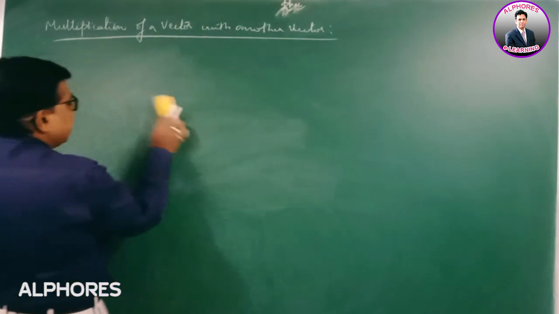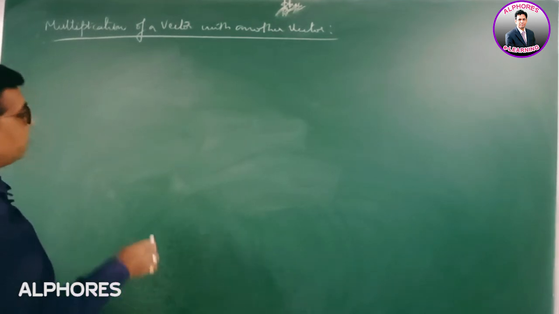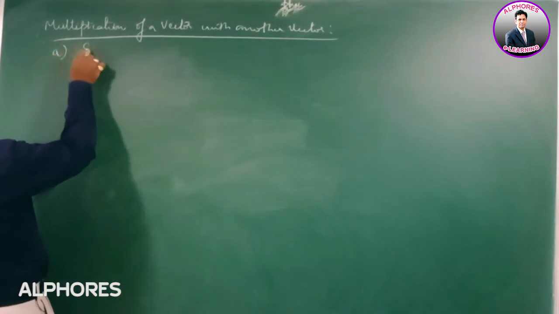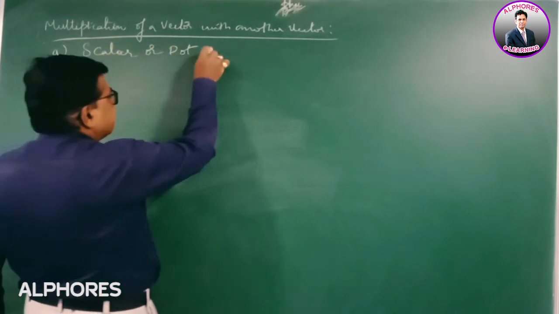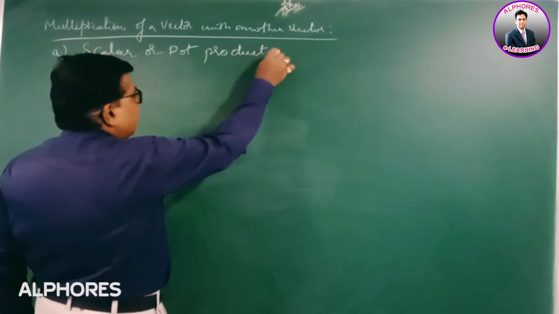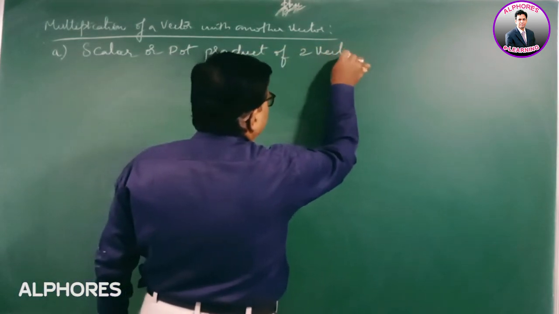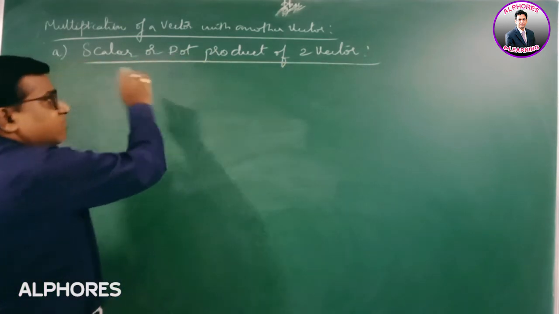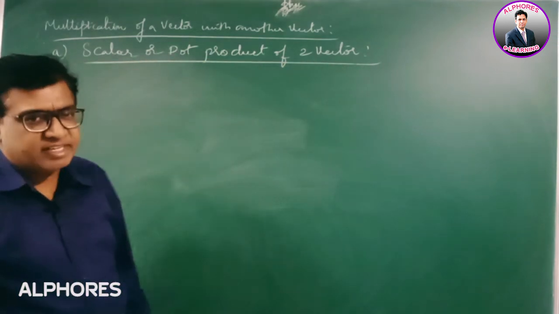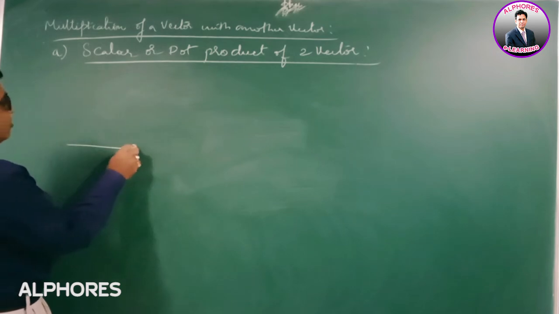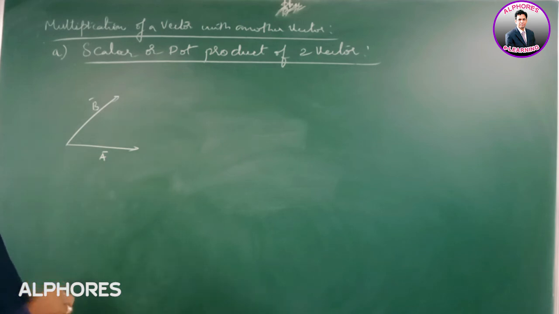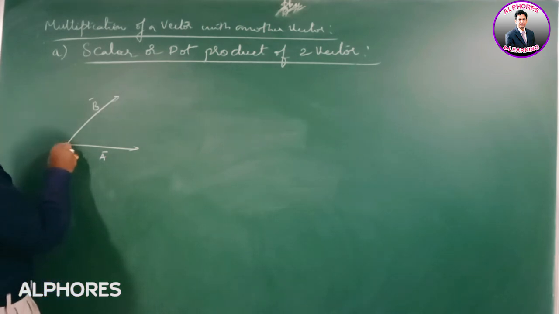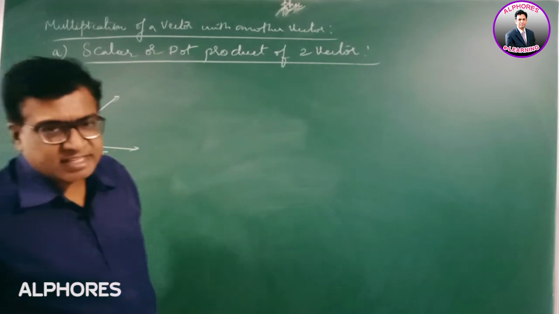So first let us take up the scalar product of two vectors, or the dot product. Let us understand what happens in this one. Consider two vectors A bar and B bar. Let's suppose I am representing them starting from point O with an angle theta like this.